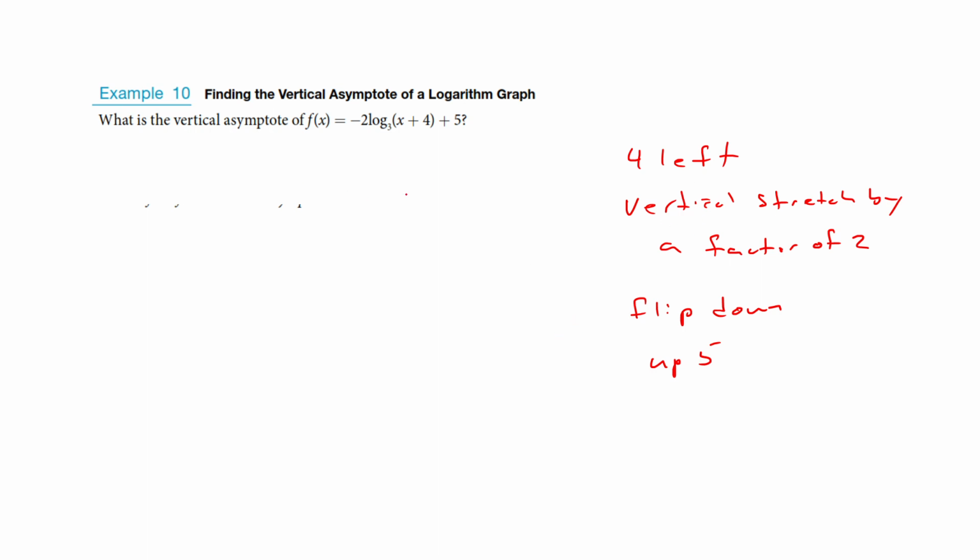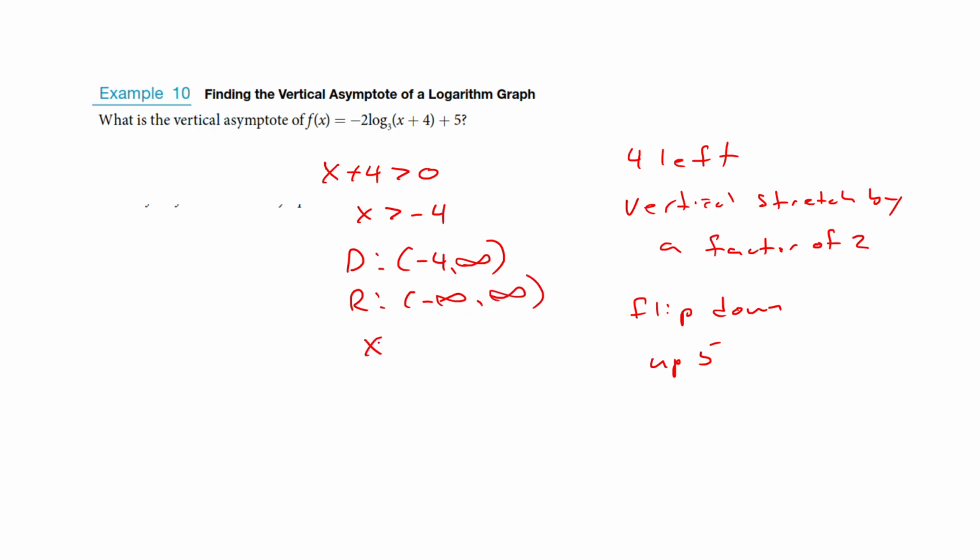But really, all they're asking here is what is the vertical asymptote? Well, all this other gibberish doesn't really make any difference. All we need is x plus 4 has to be greater than 0. So x has to be greater than negative 4. So if I was writing my domain, it would be negative 4 to infinity. Range would be everything. Now, the asymptote is just going to be at that point from the domain. So it's going to be x equals negative 4.